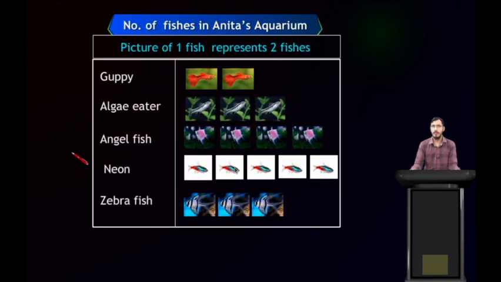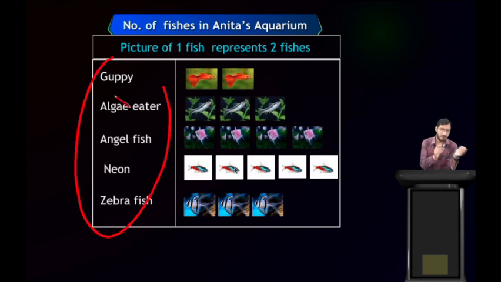So here we have one more example of data. Here is the number of fishes in Anita's aquarium, and a picture of one fish represents two fishes. You can see the names of some species of fishes and some pictures here: guppy, alligator, angelfish, neon and zebrafish.